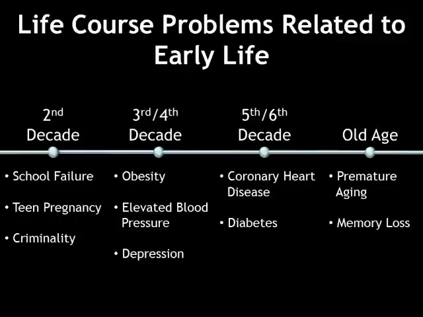So when you think about early experiences and early physical, social, emotional, language, cognitive development, by the end of the second decade of life, they have independently contributed to things like risk of school failure, unwanted teenage pregnancy, early criminality, right? By the third and fourth decades of life, you see independent contributions to obesity, elevated blood pressure, depression, and other mental health problems. By the fifth and sixth decades of life, you see contributions to things like heart disease, diabetes, and other chronic diseases.